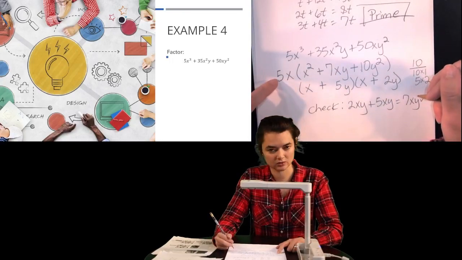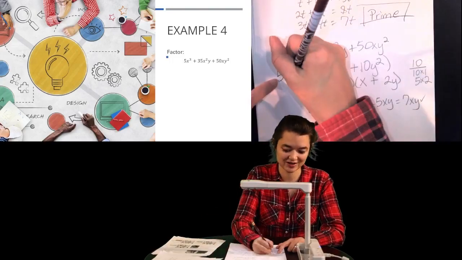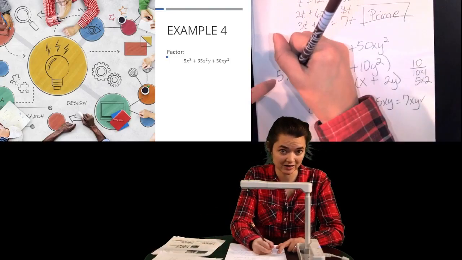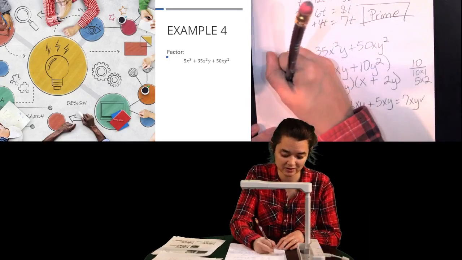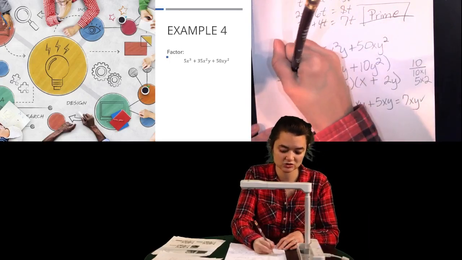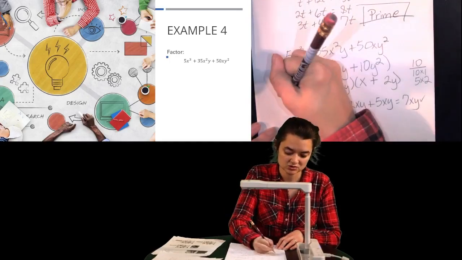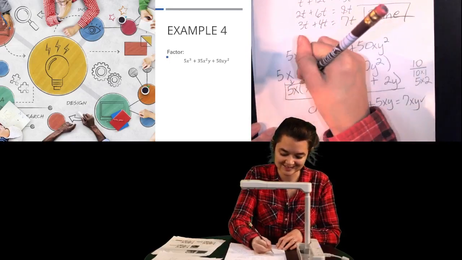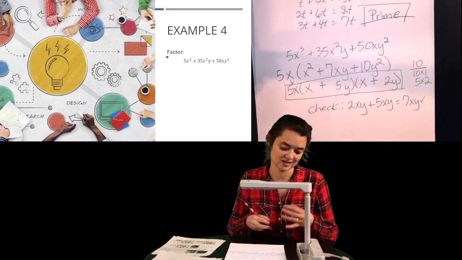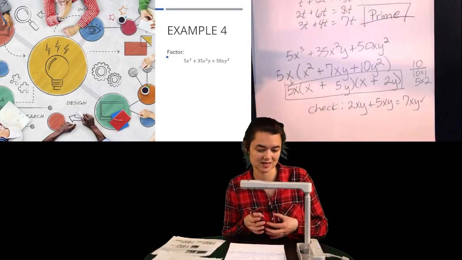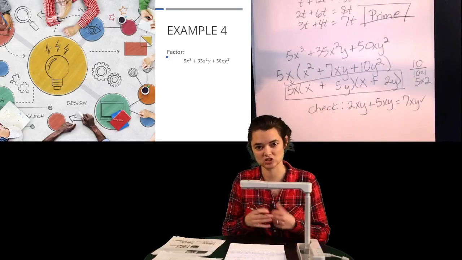In case you're wondering, like, what do we do with that 5x that we factored out at the beginning? Don't forget about it. It's part of our polynomial. It's part of our expression, and you just bring it down. So this whole thing right here is our answer, 5x times x plus 5y times x plus 2y. That whole thing is your answer.